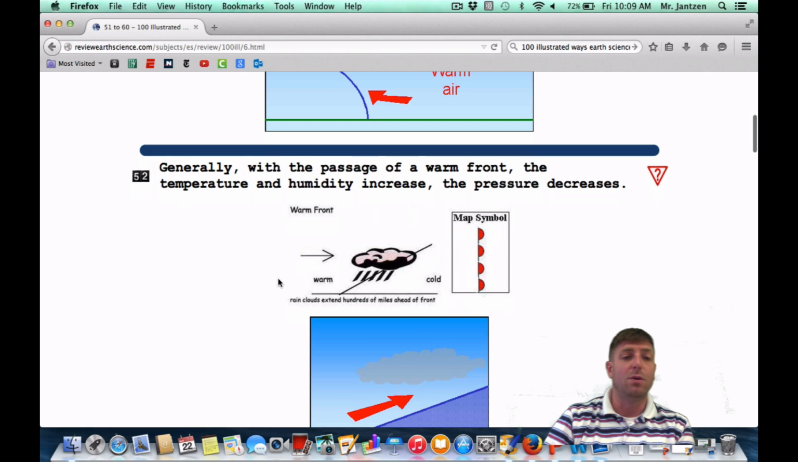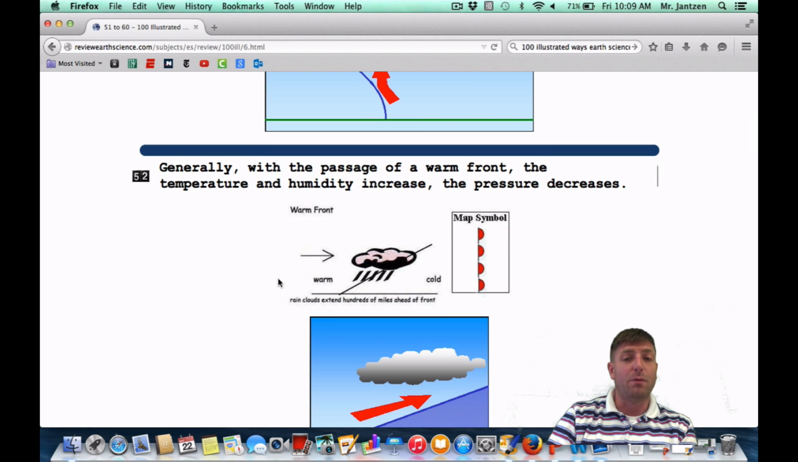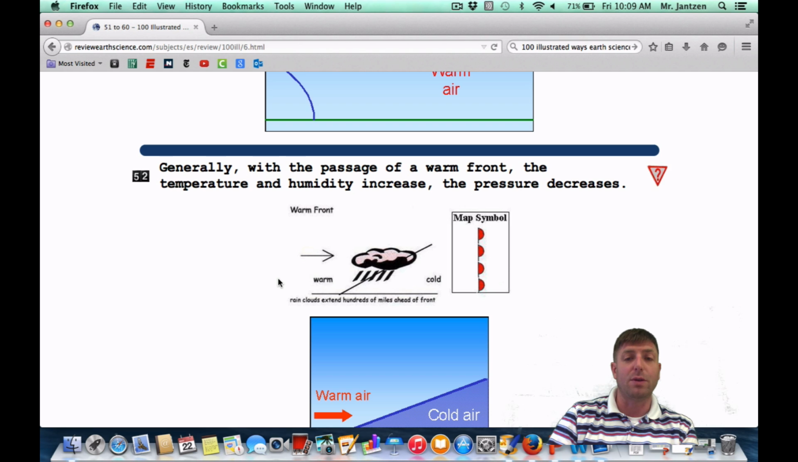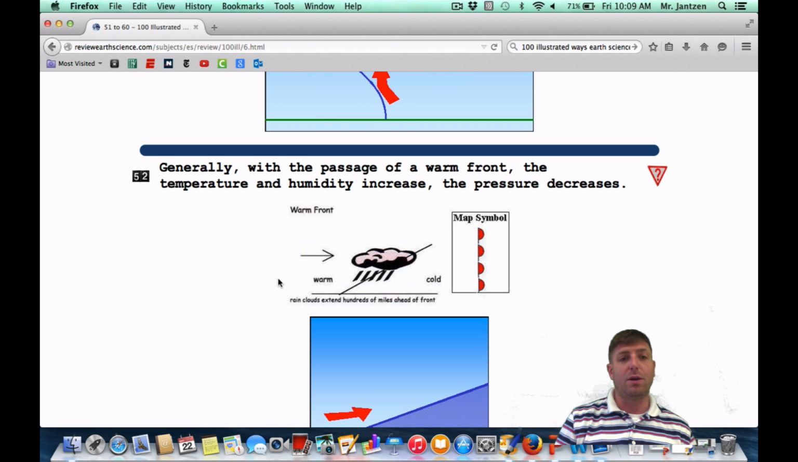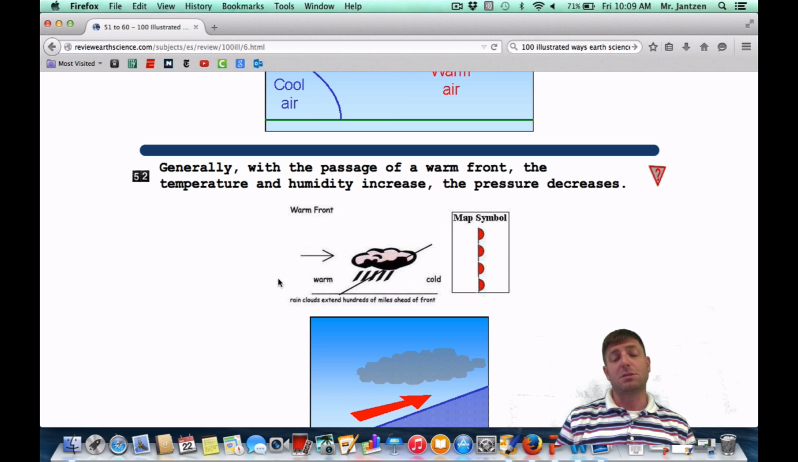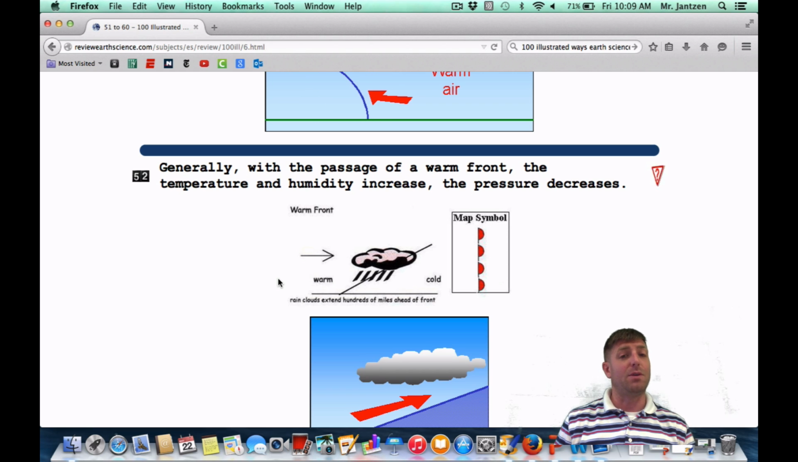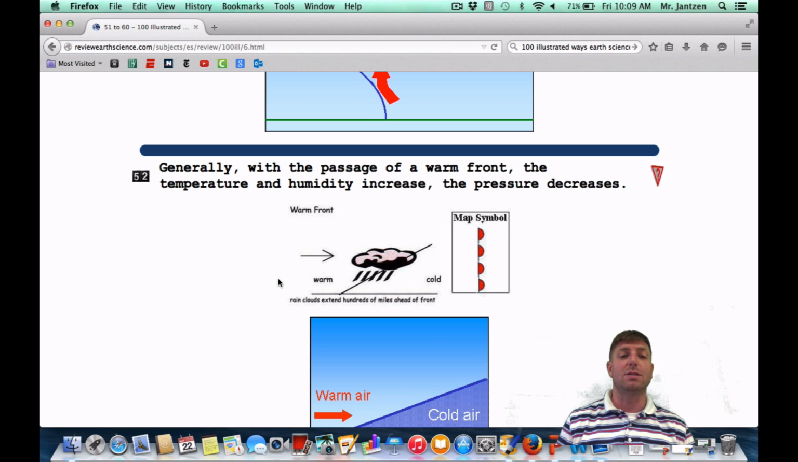Okay, 52. Generally, with the passage of a warm front, the temperature and humidity increase and the pressure decreases. Okay, warm front brings warm air. That's why the temperature is going up. But warm air has the molecules spread out. If the molecules are spread out, then more water vapor can get in there. So that's why you're going to have an increase in humidity.